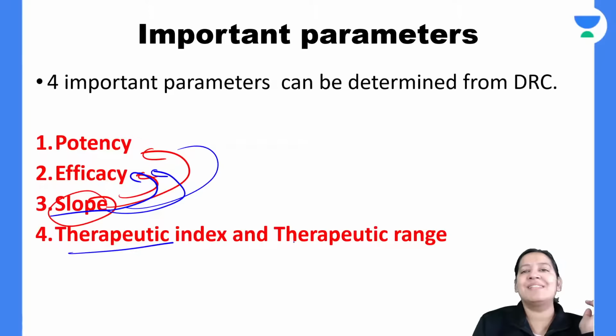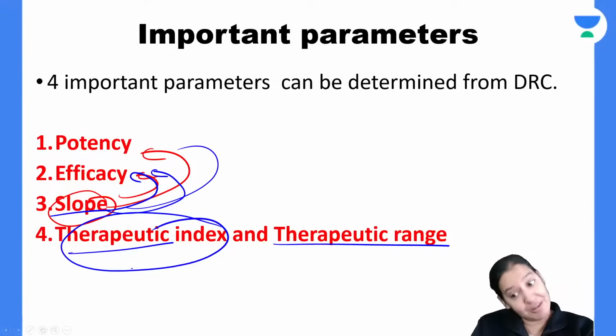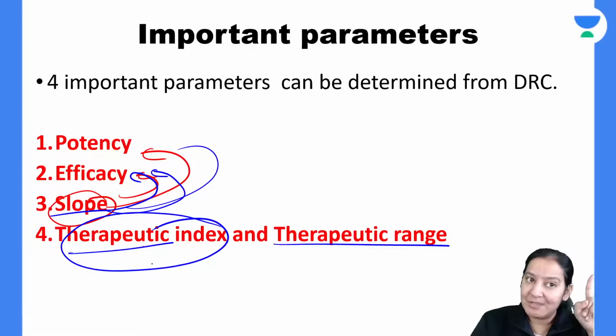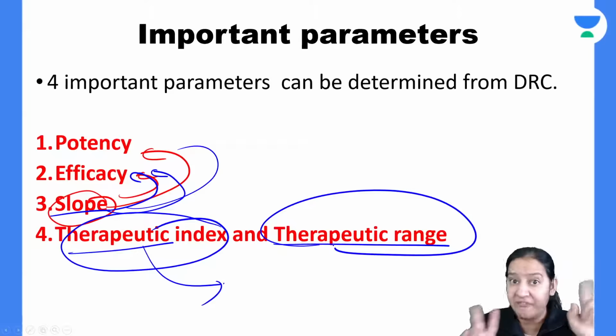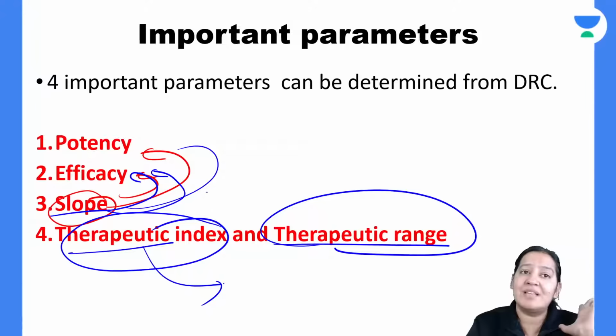Coming on the last criteria, everyone give me a thumbs up. That is therapeutic index and therapeutic range. These are two different things. So first let me talk about therapeutic index. बाद में आते हैं therapeutic range पे. Therapeutic index first we will understand, then we will come on the fifth and the last one, therapeutic range. So these are two different things. Very few students know that these two are different.